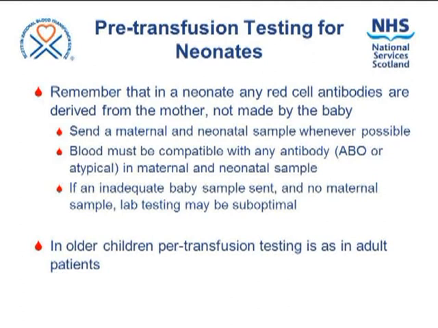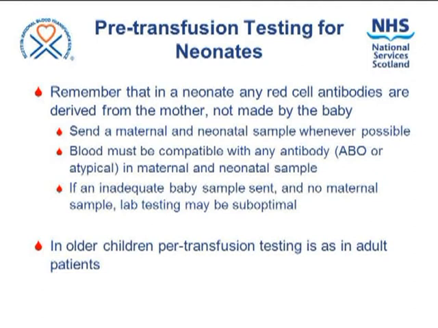In a neonate, it's important to remember that red cell antibodies are derived from the mother and are not made by the baby. Both the maternal and neonatal samples should be sent whenever possible to the transfusion lab to ensure that the blood is compatible with any antibody, be it an ABO or an atypical, in the maternal and neonatal sample. If an inadequate baby sample is sent and there is no maternal sample, then the lab testing will be suboptimal. Staff should make sure that they are diligent when maternal and neonatal samples are being taken and labelled, as this can frequently lead to samples being mixed up, with wrong identifiers being placed on the sample tubes.